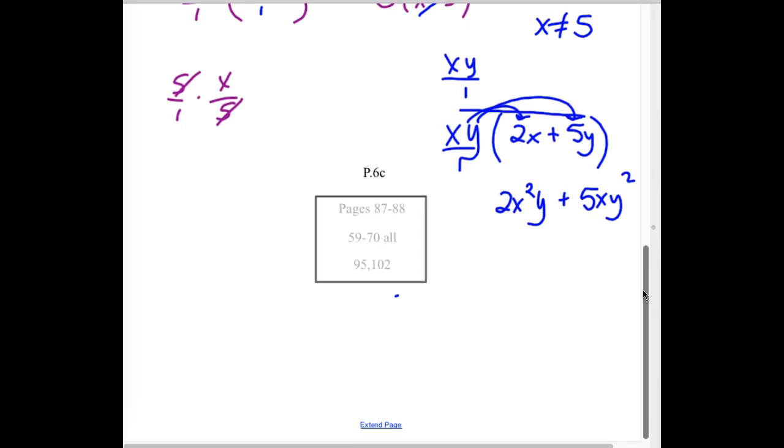All right, assignment. You're going to do 59 to 70, and then 95 and 102.